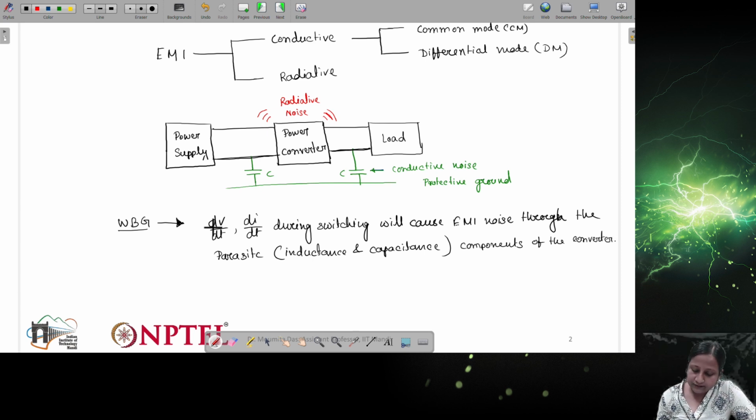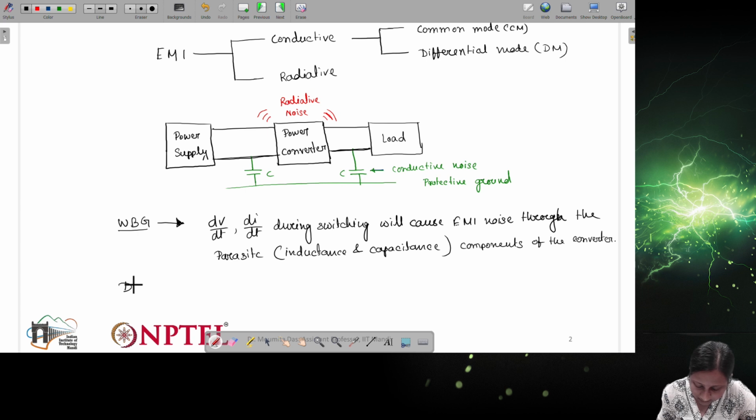Now, if this dPdt and didt are present, so basically what happens? If dVdt is present, C dVdt will cause current to flow in the system. That is parasitic, like dVdt with respect to the parasitic capacitance, that will cause this noise to be present. So basically if I try to quantify this DM noise and the CM noise, DM is with respect to differential mode and CM is with respect to the common mode.